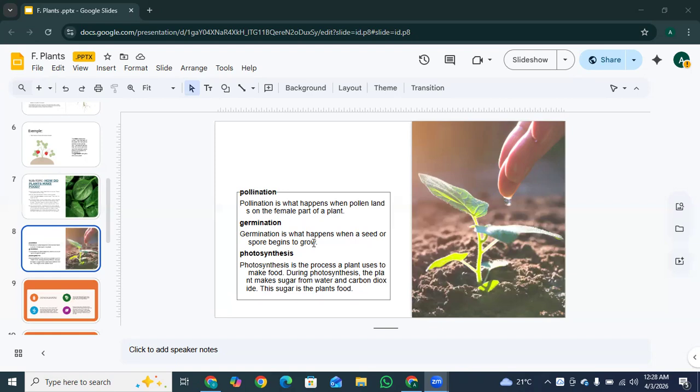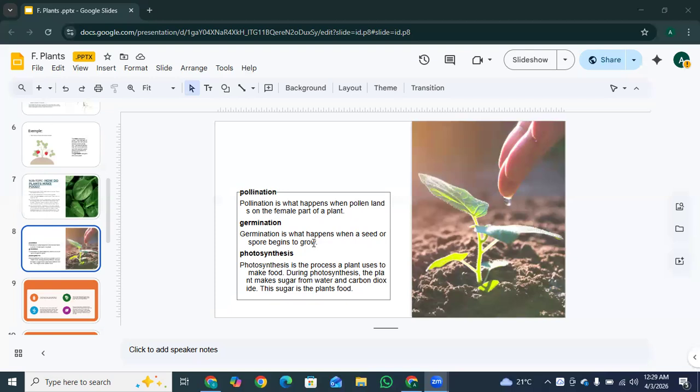Okay, germination. Germination is what happens when a seed or spore begins to grow. You can say that this is the moment a seed stops sleeping and starts growing. When a seed gets enough water, warmth, and soil, it wakes up and pops open.